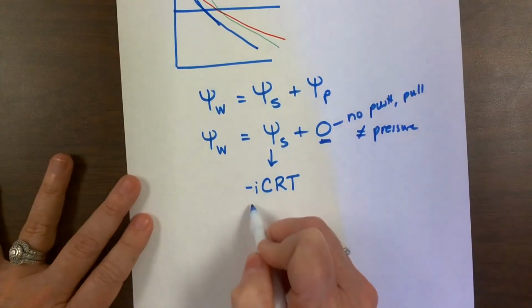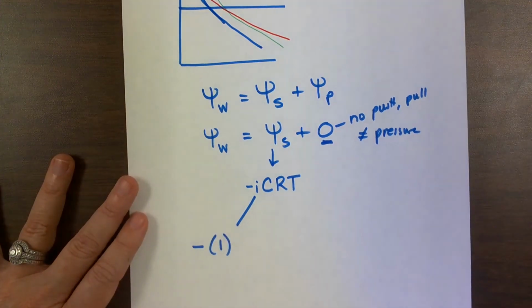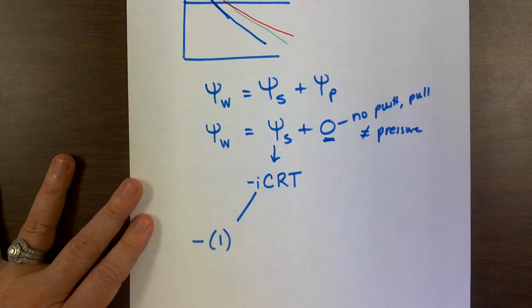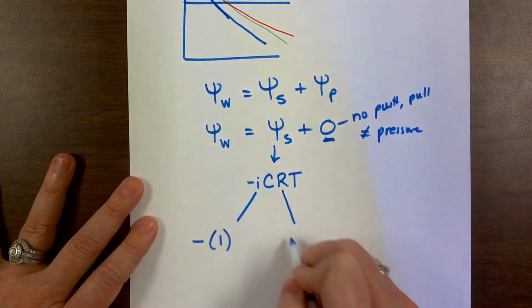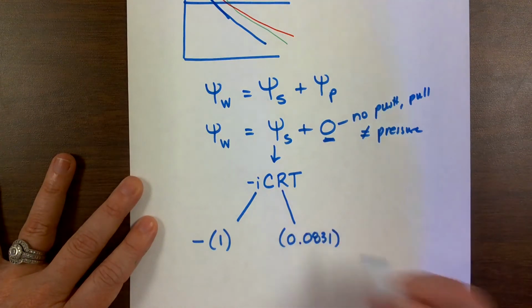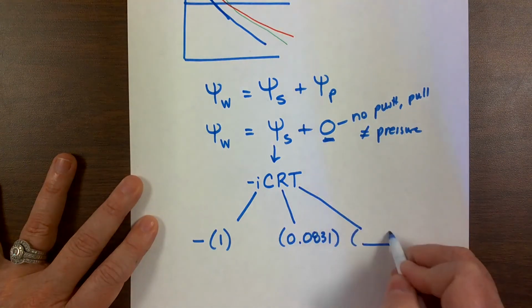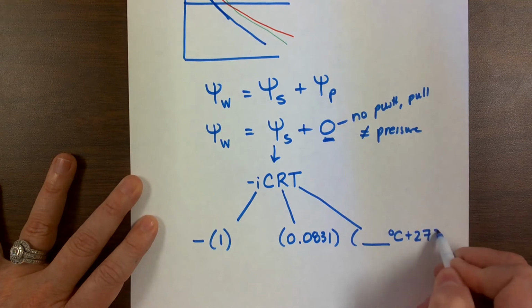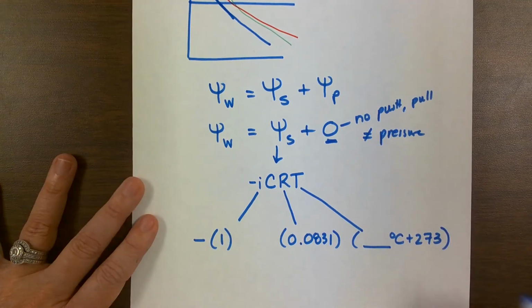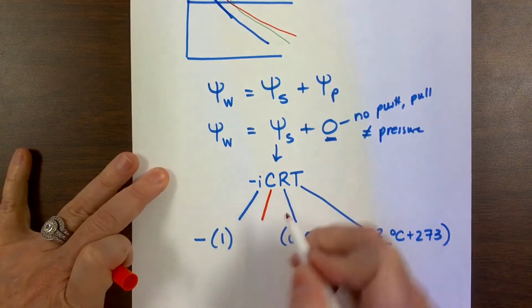Okay, for negative I, we're going to plug in 1 because we're using sucrose, and sucrose's ionization constant is 1. For R, it's a constant, so we're going to plug in 0.0831. That doesn't change. And then for temperature, we're going to plug in degrees Celsius plus 273. And we did it at room temperature, so we're going to plug in 22 degrees Celsius. So our one piece of the puzzle that we don't know is C.